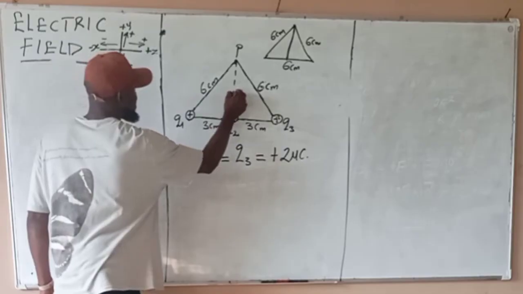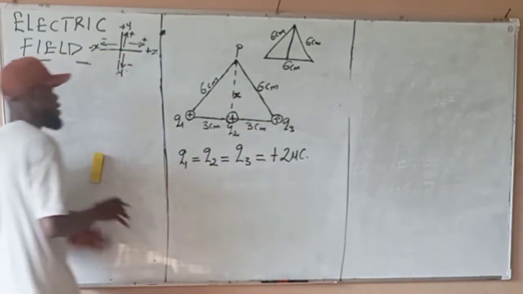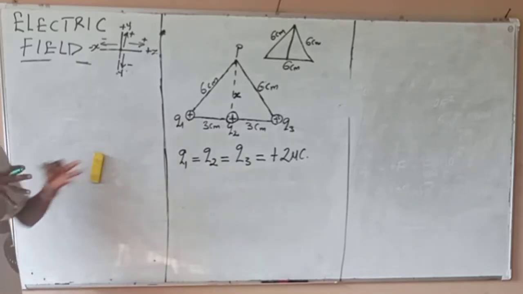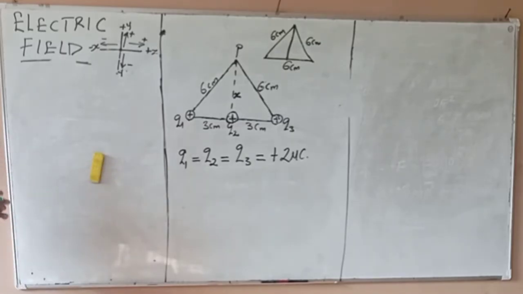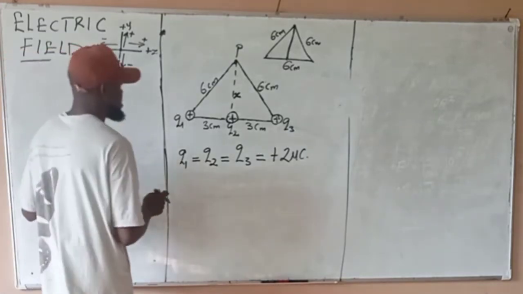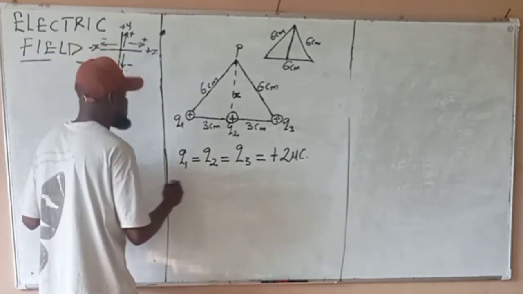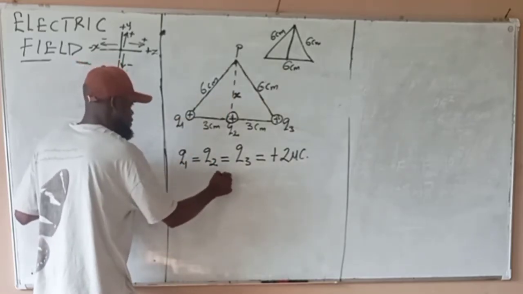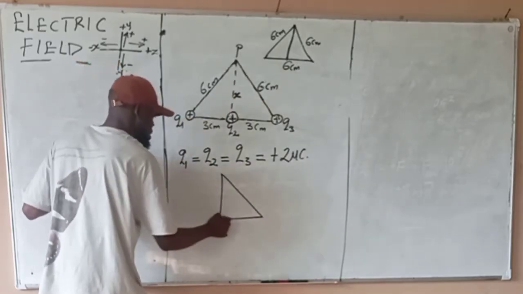So let me call this one x. Now I want to find the distance first. Then I will obtain the magnitude of all the charges, I'll get their direction, and I will get how to resolve them. So let's go and see what we're going to have. So we're going to have something like this. From Pythagoras theorem, we have this shape here.